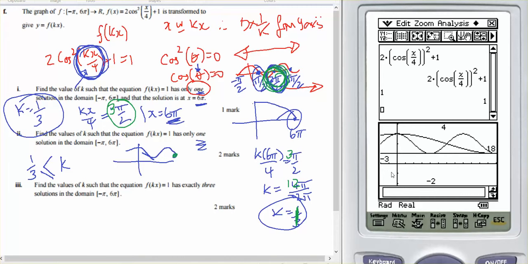So I want this to be less than 1, and that will give me two solutions. When it's exactly one solution, I don't wish to include the 1 because the 1 brings this factor, this solution, into play. Okay, find the values of k such that the equation this has exactly 3 solutions.